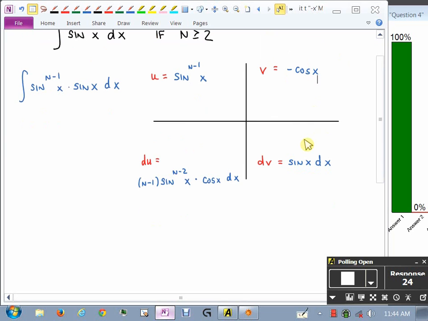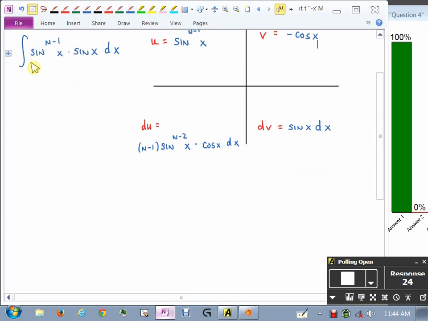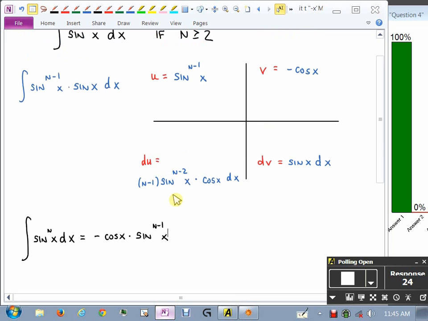All right, so let's just grind this out. Let's write down what this is. And this time I'm going to bring the original integral down with me. The integral of sine to the n x dx is equal to uv minus the integral of v du, which for me will be uv, negative cosine in front of sine to the n minus 1 of x. That's uv, these two right here multiplied together.